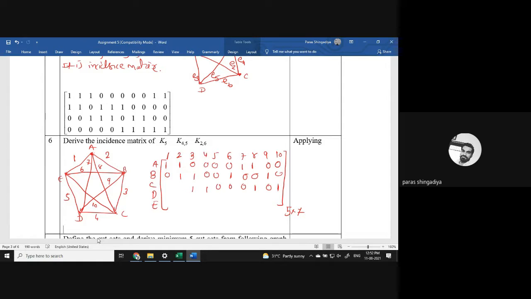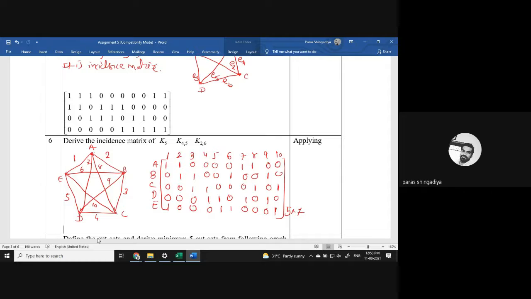And then after we'll also verify that each column should contain 2 times of 1. Okay. And then for D it contains 5, 4, 7 number and 9 number. Rest of the entries will be 0. And for E it connects with 1, 5, 6 and 10. Okay. That is 0, 0, and so on.